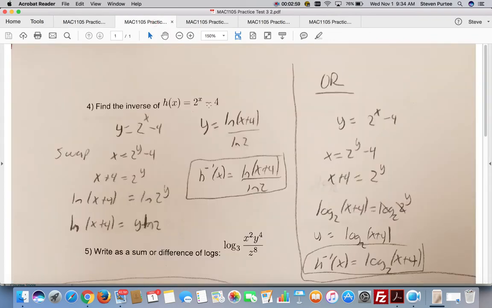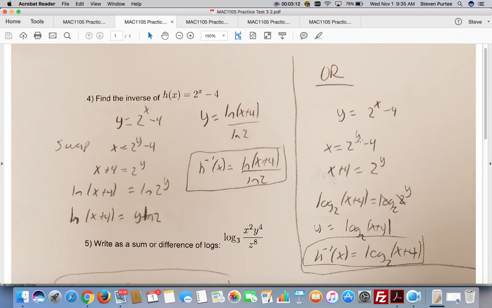Okay, page 2. We want to find the inverse of this exponential function. The inverse of an exponential is a log, so we should get a log function. And there are a couple of different ways we could go about it. Either one's legitimate. Here, this is what I saw most people doing in class. It's perfectly fine. First, rename h, y.